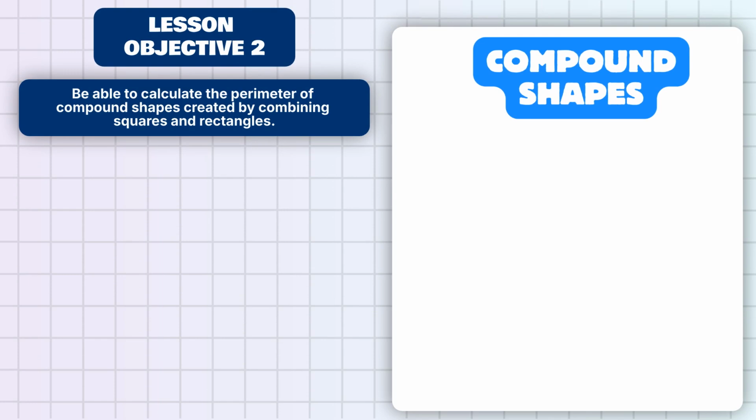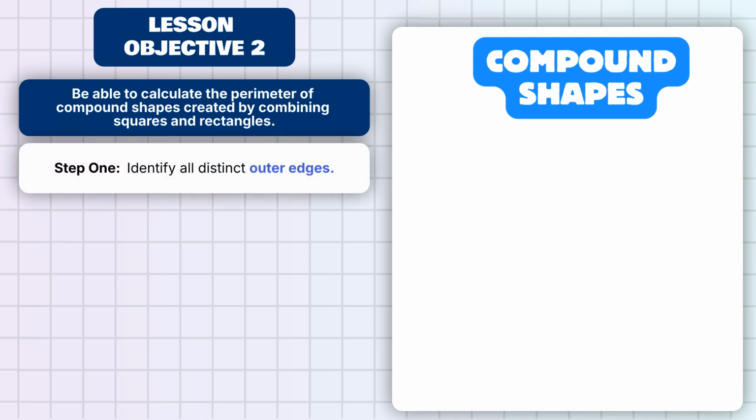Now let's move on to our second objective. For more complex shapes, especially those made by combining squares and rectangles, we need to approach the problem methodically. Here are the key steps which will enable you to do this for compound shapes.